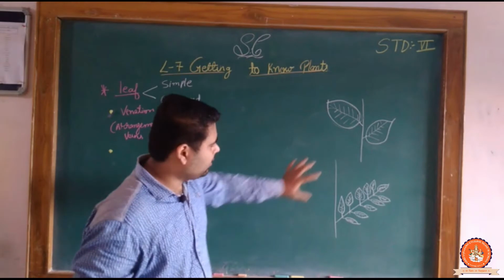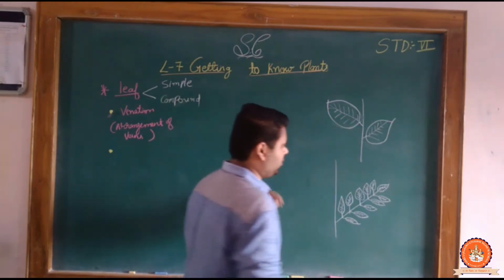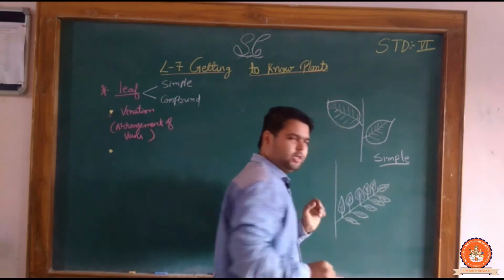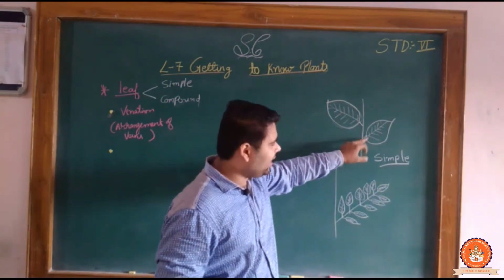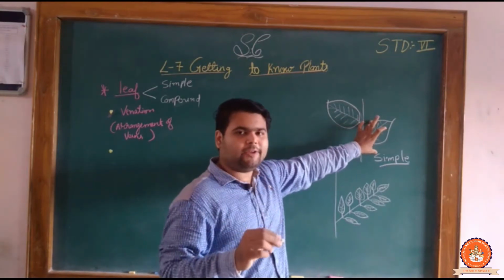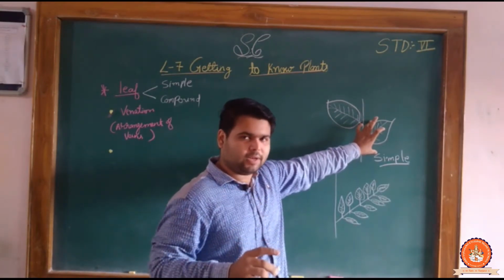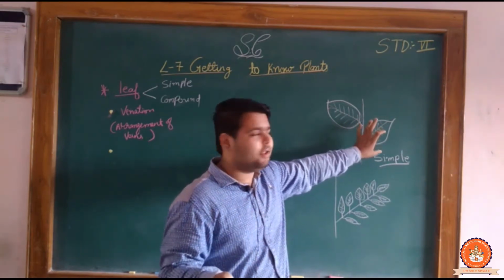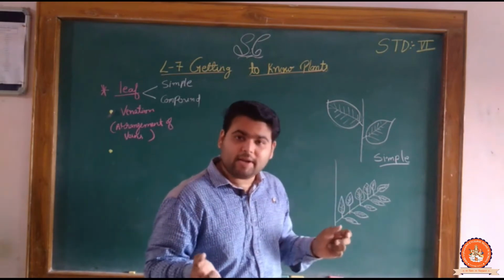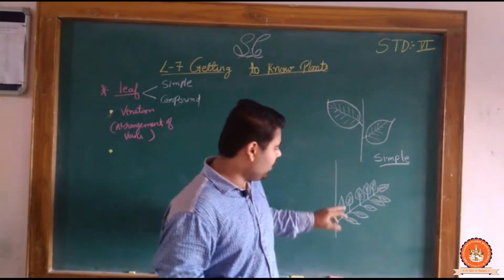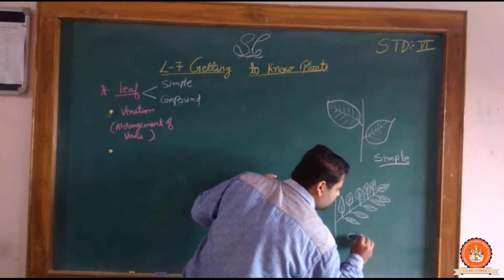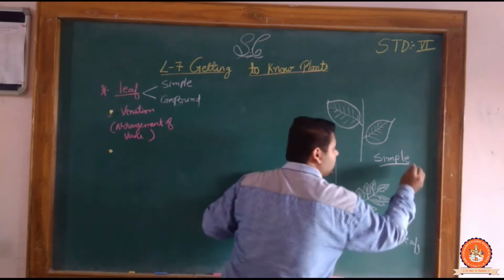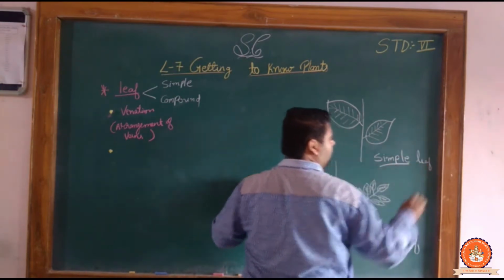Look here, there are two portions. This portion is a simple leaf, which means that on this side you have only one leaf blade, and it is not divided into another leaf blade. This leaf cannot be divided into other leaves. But this is known as the compound leaf. This is the simple leaf.